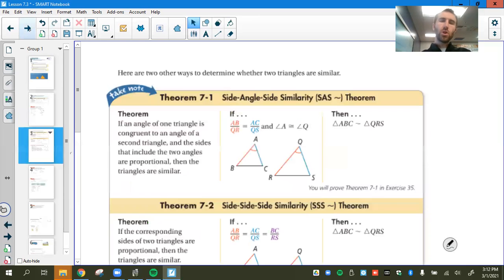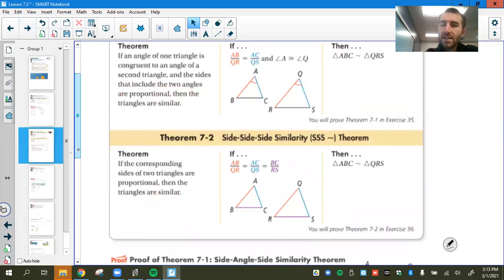Okay. There's also two other postulates or theorems that we know. Another is side-angle-side. Now that shouldn't be new, right? If an angle of one triangle is congruent to an angle of a second triangle, and the sides that include the two angles are proportional, then the triangles are similar. Okay, like the diagram there. If AB is similar to QR and AC is similar to QS, and A is equal to Q, then those triangles are similar. Remember, not equal, similar. They have the same ratio.